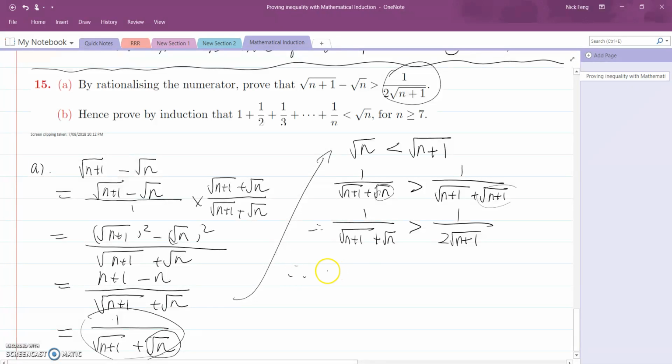Therefore, root n plus 1 minus root n is greater than this. Okay, this is only the preparation for the induction question, unfortunately. Alright, let's go to the actual induction.